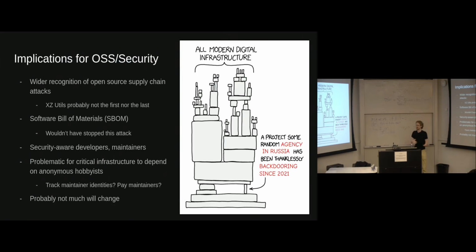Another option would be maybe we should be paying for more open source software. Maybe we should be paying maintainers. That's also problematic. First of all, who's going to pay? Companies probably aren't going to pay on their own, and then maintainers might not necessarily want to be paid. A lot of them already have jobs and do things as a hobbyist project.